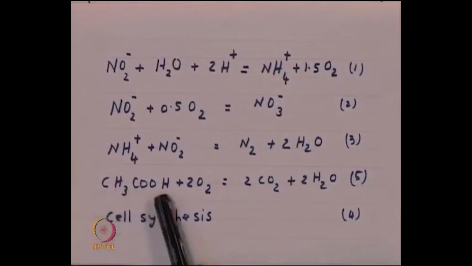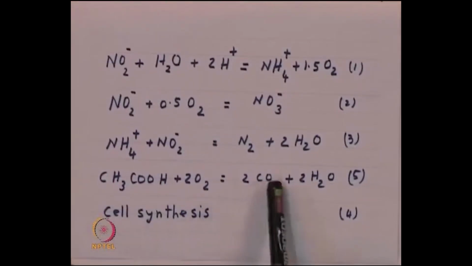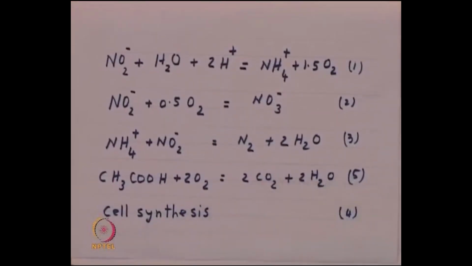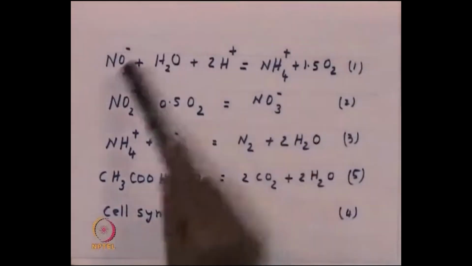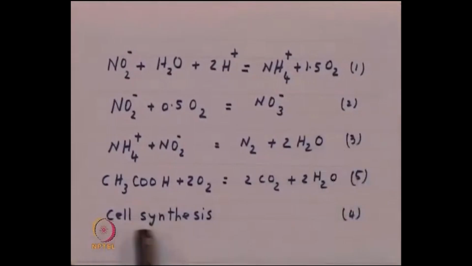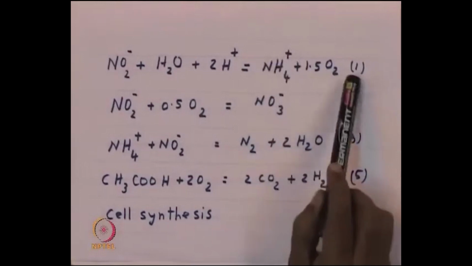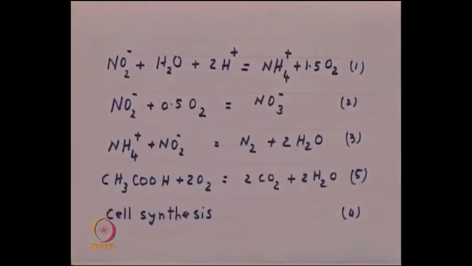And the acetate, which I have written as acetic acid, gets oxidized to carbon dioxide and water. And of course, we expect that because of all these reactions, some amount of cell synthesis will occur, and the cell synthesis reaction, the stoichiometry is not very easy to represent. I have just represented it as cell synthesis. So, we expect that ammonium, which is formed in reaction 1, is what is going to be used for protein synthesis to make the cells.